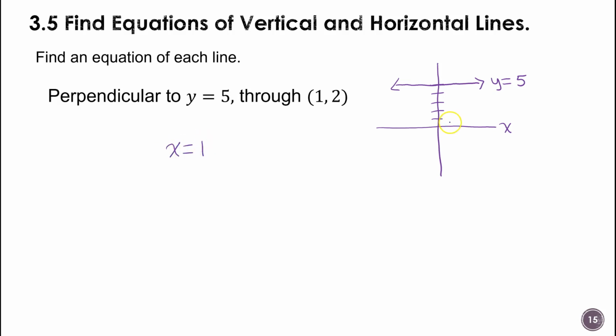Now let's look at this on the graph. x equals 1 would be right here, and you can see that it is perpendicular to y equals 5. So sometimes actually using the graph and looking at this can be helpful.